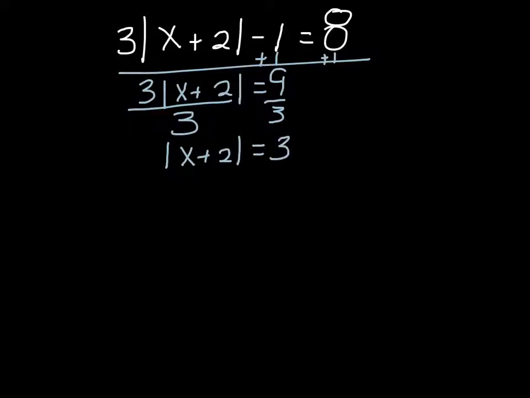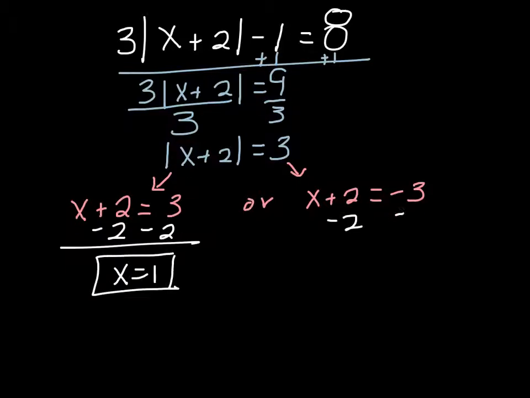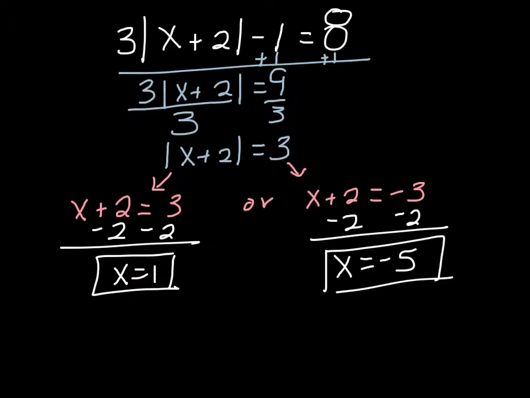Now I'm going to set up two equations. The first equation, I'm going to take what's in the absolute value and set it equal to the positive. Or I'm going to take what's in the absolute value and set it equal to the negative. Now all we have to do is solve. I'm going to subtract 2 from both sides, and x equals 1. I'm going to subtract 2 from both sides, and x equals -5. With absolute value equations, you're going to have two solutions.